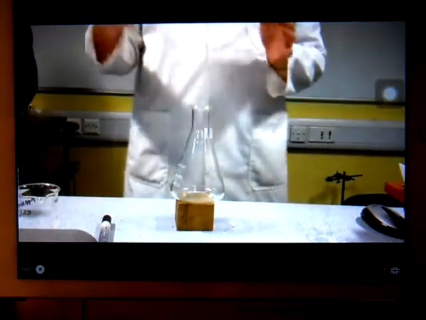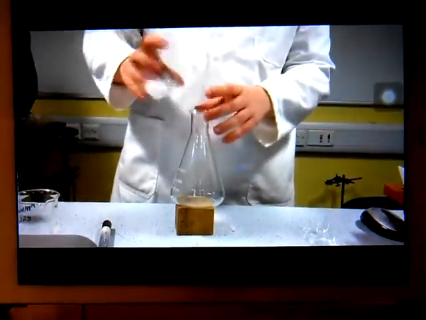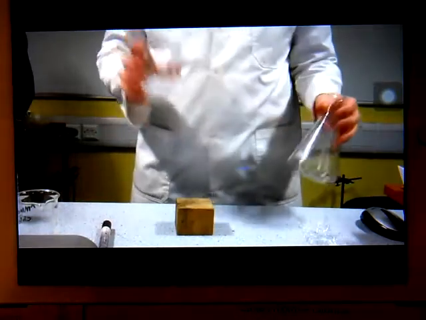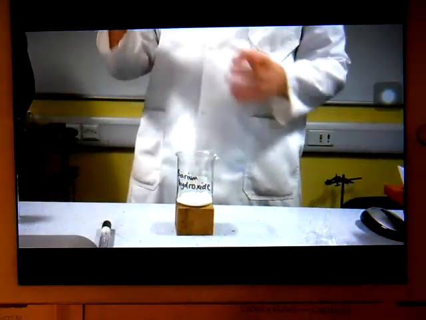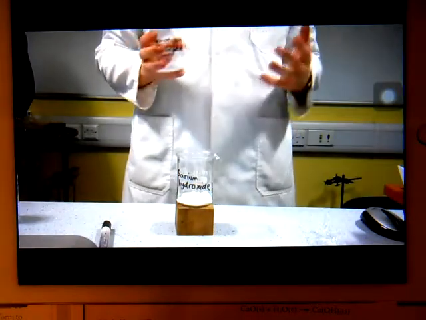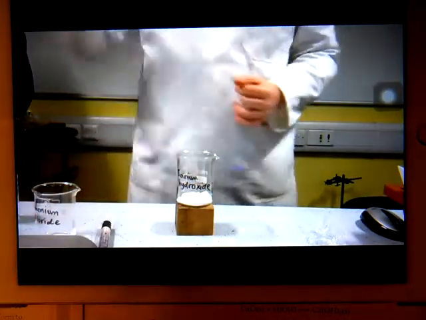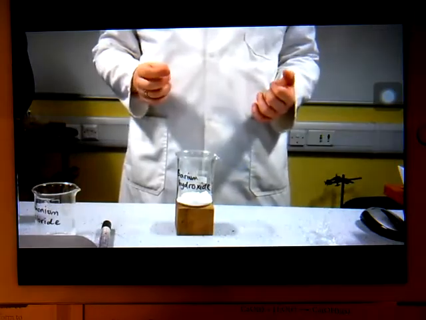What I have is some barium hydroxide. I'm going to do this in one of the beakers, not that big. You may turn to page 9. Barium hydroxide, and I've got some ammonium chloride. Now what I'm going to do is mix these together, and hopefully we should see an endothermic reaction.